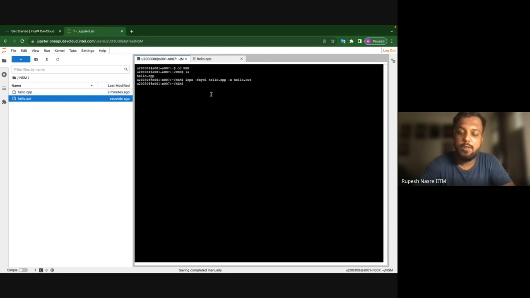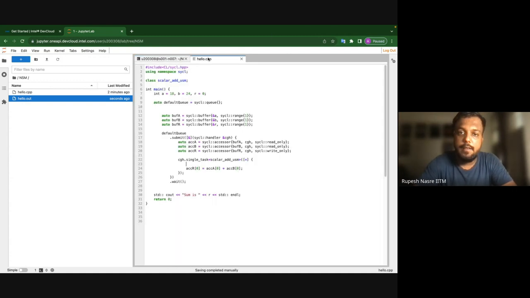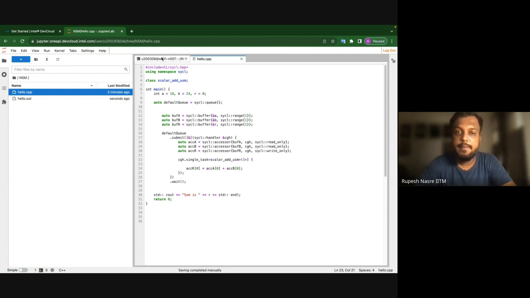To execute this executable file, you just have to write hello.out. That's it. The sum is 42. Is it the right answer or wrong? Let me check it out. I don't remember the values of A and B currently. A is 18, B is 24. It's perfectly right.